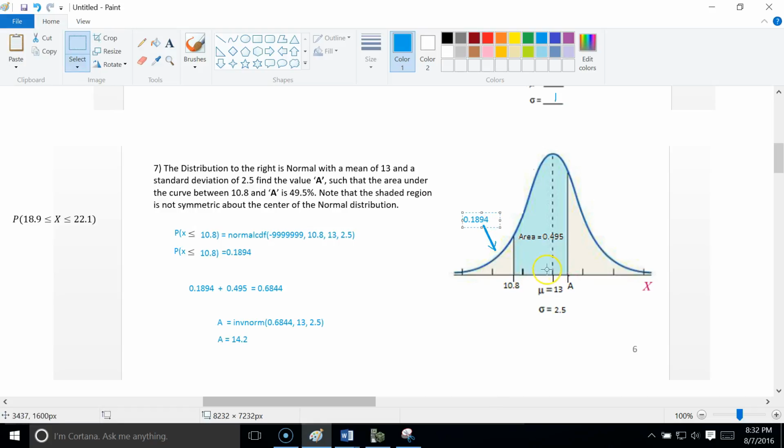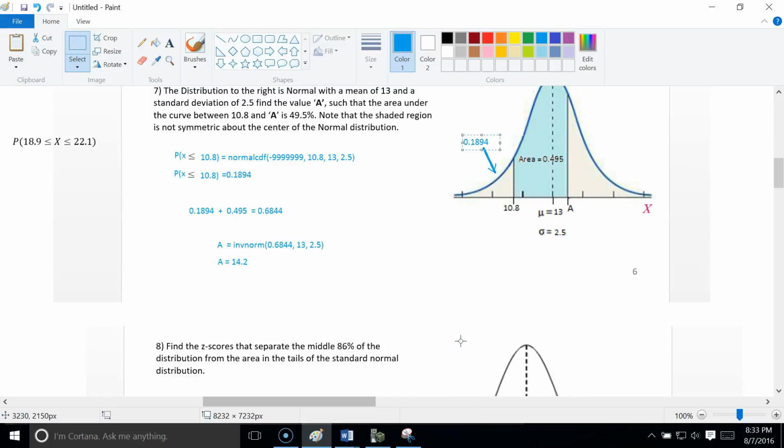Now if I add these two areas together, they give me a total area of 0.6844. So the whole area to the left of A is 68.44%. Now we take advantage of the inverse norm function. A equals inverse norm of 0.6844, comma 13, comma 2.5, and we get a value of A of 14.2. Okay, so now let's move on to the next question.